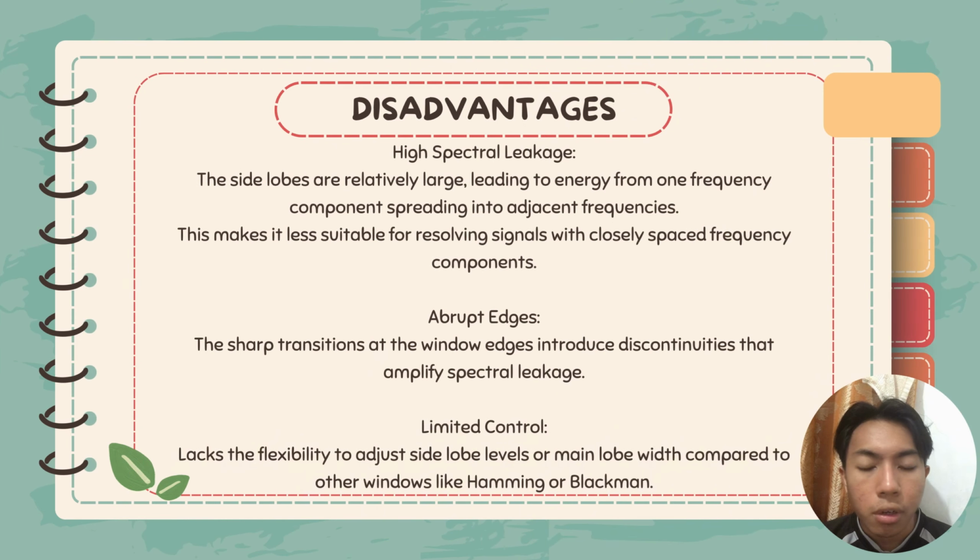For disadvantages of the rectangular window filter, it has high spectral leakage. That means the energy causes the adjacent frequencies to fluctuate, so it causes problems for our signals. Then, abrupt edges: since the resolution is high, there are sharp edges from low amplitude to high amplitude, causing discontinuities in our signal. Lastly, it has limited control, since the rectangular window is very simple. It lacks the ability to adjust and modify our signal into the desired one.